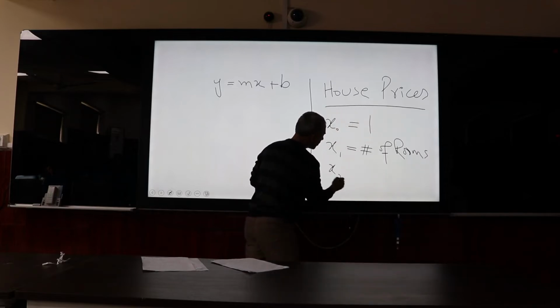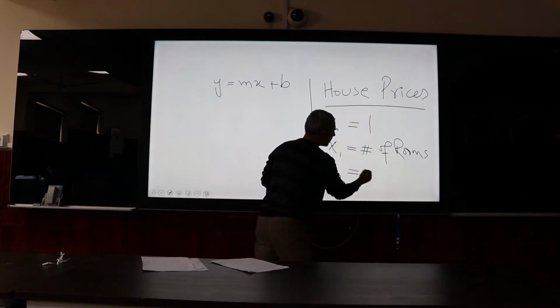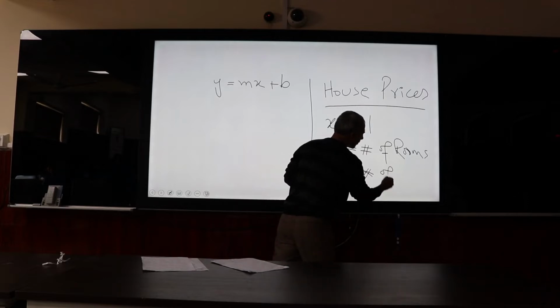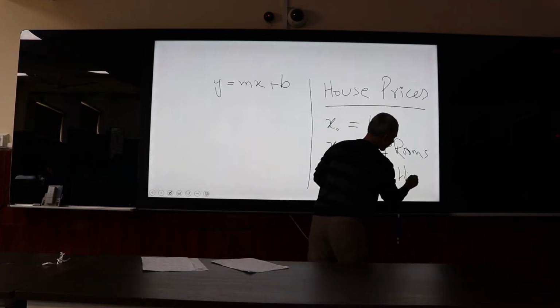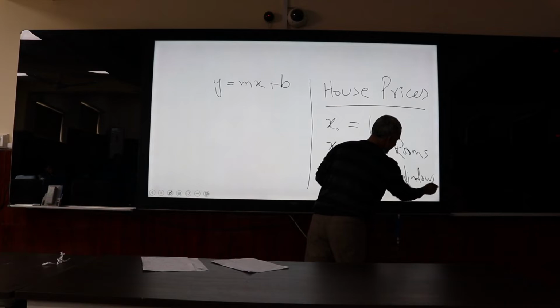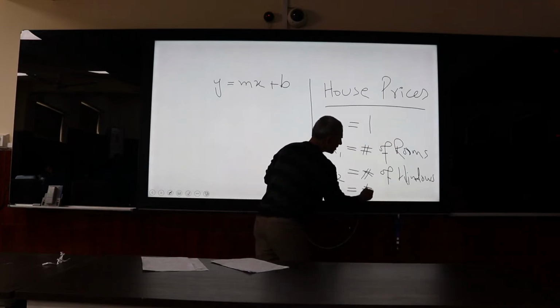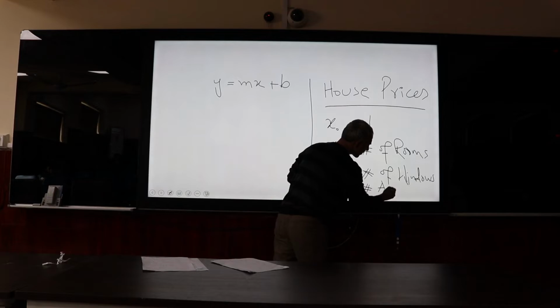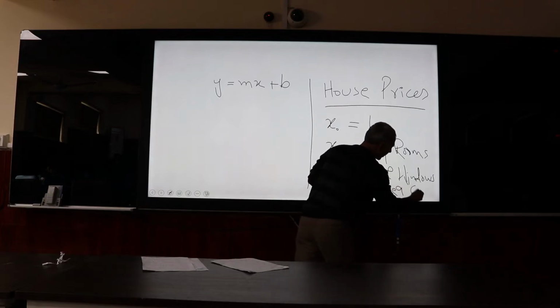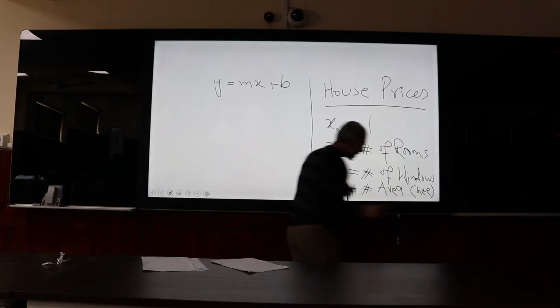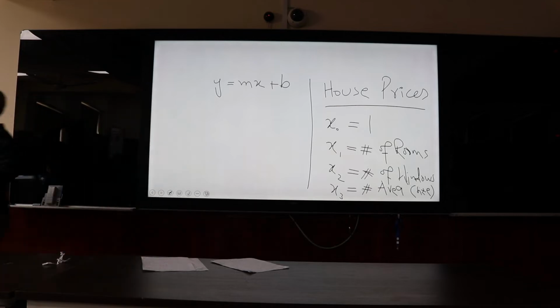Third feature, okay, second feature, suppose number of windows. Suppose there is one other feature, and this feature is the area, or you can say size. There are basically 4 features. The first feature is representing some kind of a unique thing, some kind of a house, and we are considering it is always equivalent to 1.